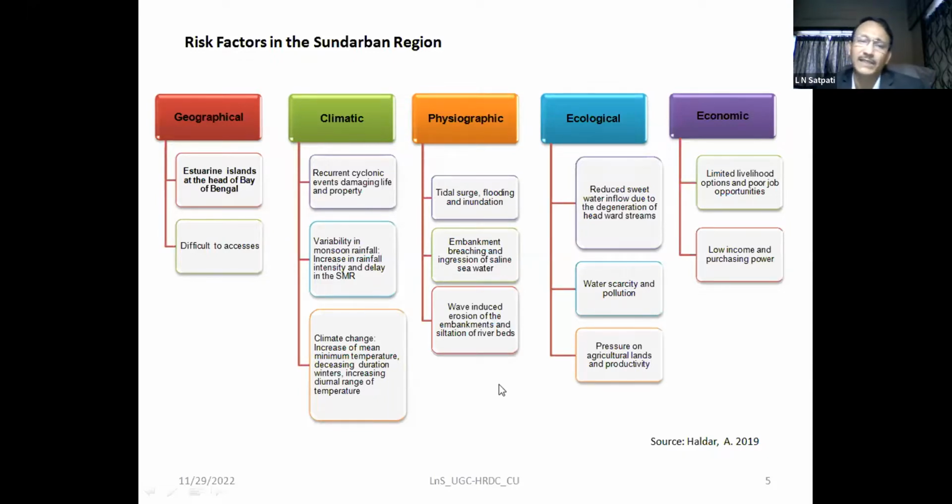Physiographically, the region is at very, very low altitude. Only somewhere it is even below the mean sea level in various pockets. And after the tidal surge, if there is a synchronization of tide and storm surge, then it is a very, very difficult situation.